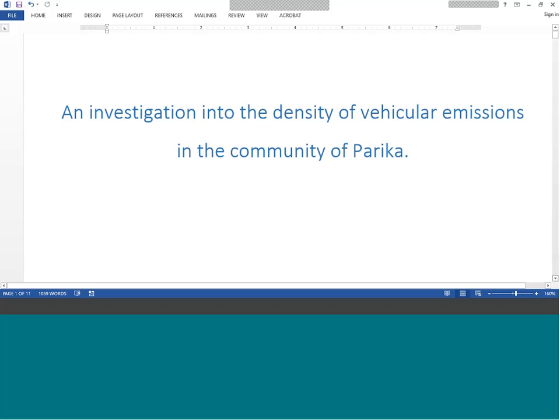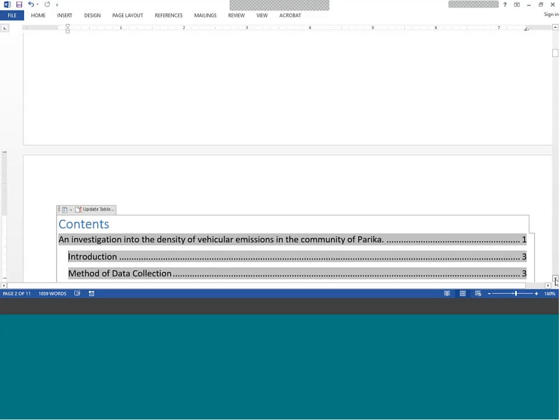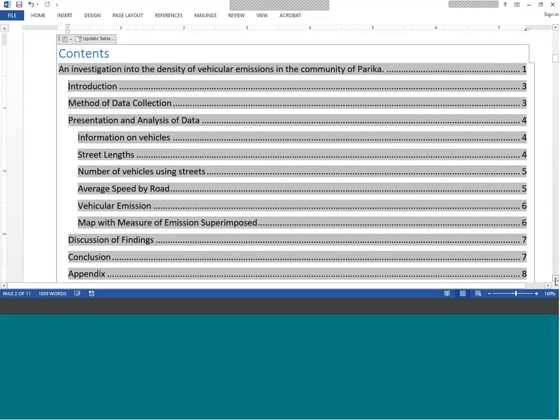So the title is saying exactly what this is: an investigation into the density of vehicular emissions, and it identifies where, restricted to the community of Pareto. The title gives an overall understanding of what the SBA is about. Then if you go into the introduction and so on, you will find that that will also shed some more light.